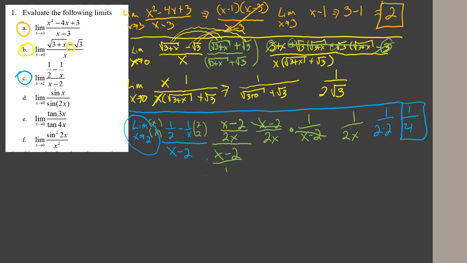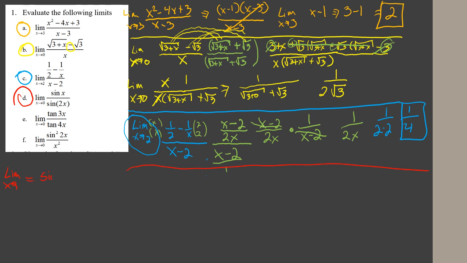So let's do the limit as x approaches 0 of sine x over 2 sine x. Now what would happen if we were to put direct substitution in here? We would have the form of 0 over 0, which is an indeterminate form.